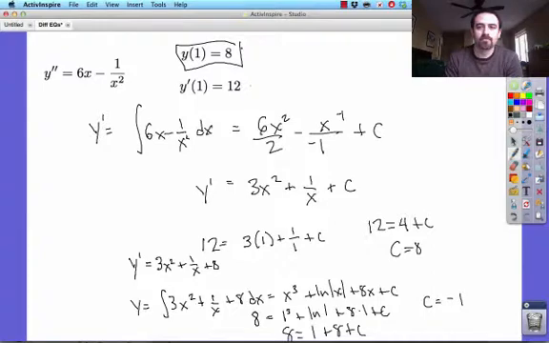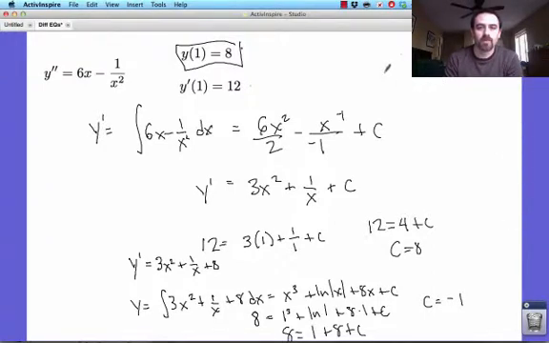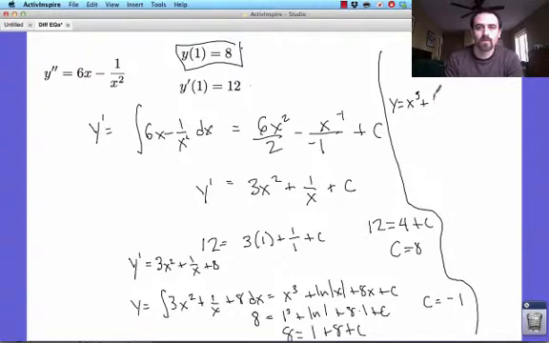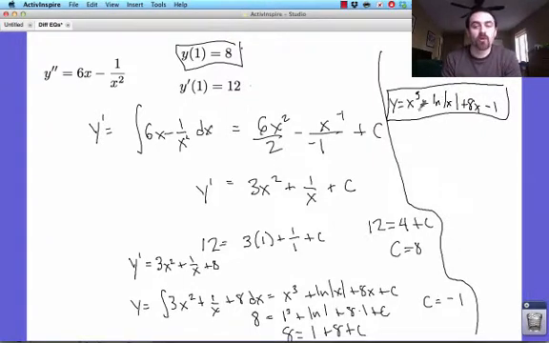That means, pardon my crazy writing up here, that means that y equals x cubed plus ln of the absolute value of x plus 8x minus 1. So, this is the equation where when I plug in a 1, I get 8.